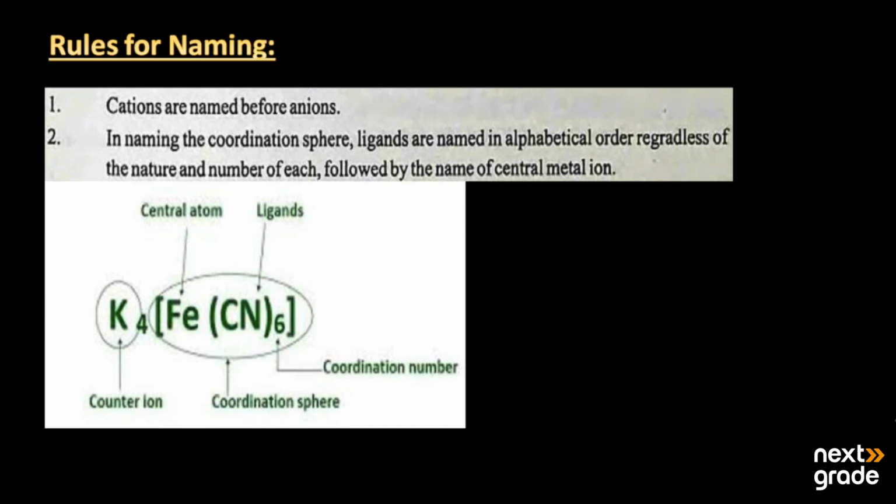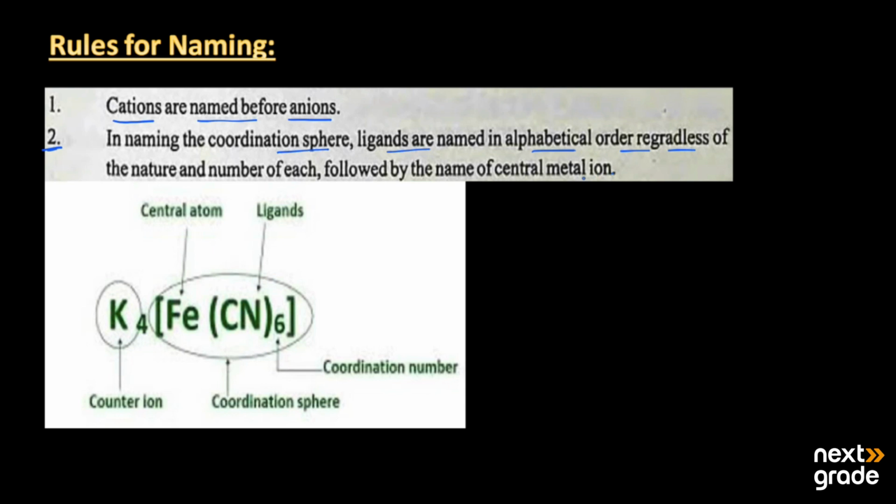The first rule of naming complexes or transition metal compounds is simple. First of all, we have to name the cations. They will be named before the anions. And the second rule is this. In naming the coordination sphere, the ligands are named in alphabetical order regardless of the nature and the number of each, followed by the name of the central ion.